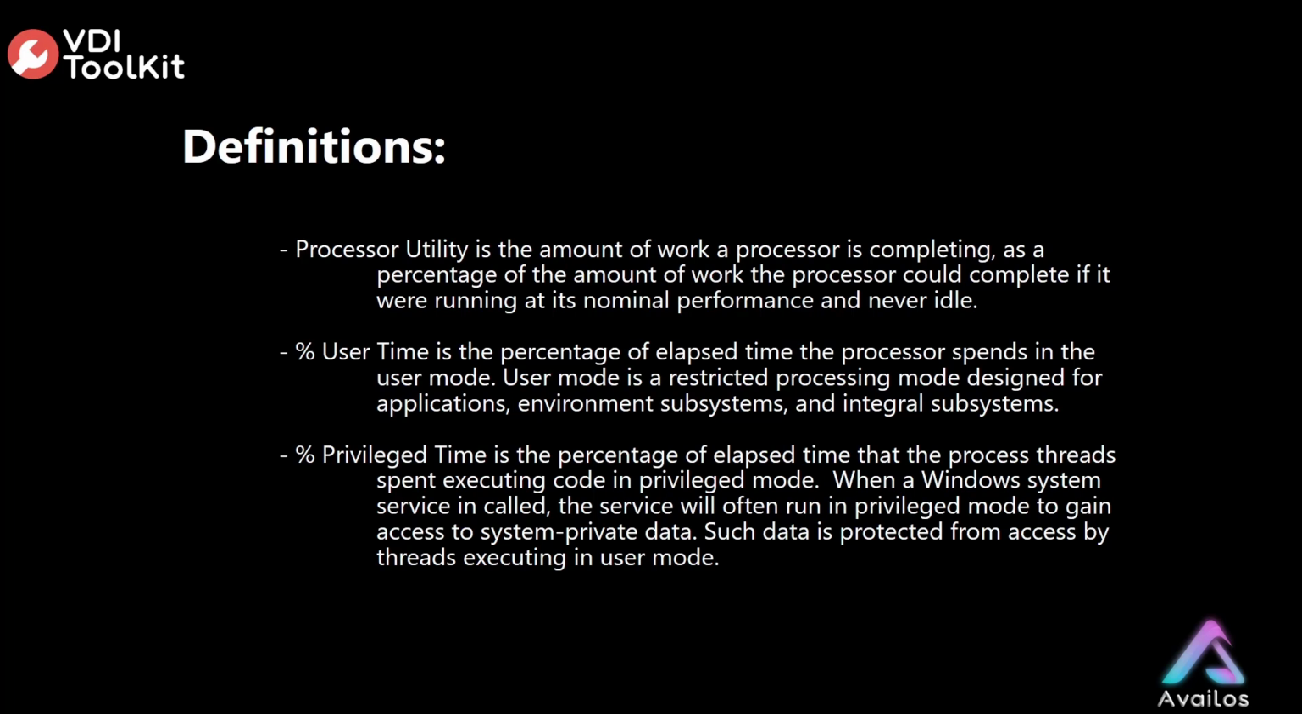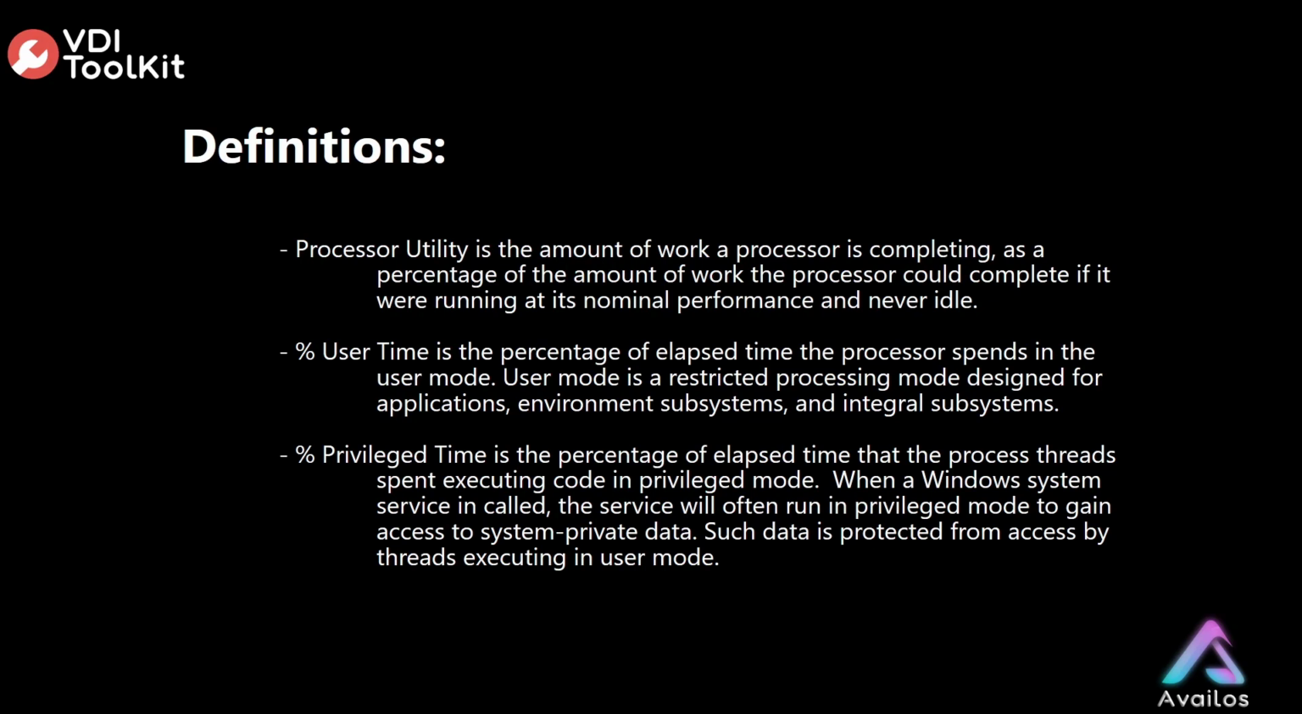Let's go over some definitions first. The first definition I want to go over is processor utility, which is the amount of work a processor is completing as a percentage of the amount of work the processor could complete if it were running at its nominal performance and never idle. Next, we'll talk about user time.